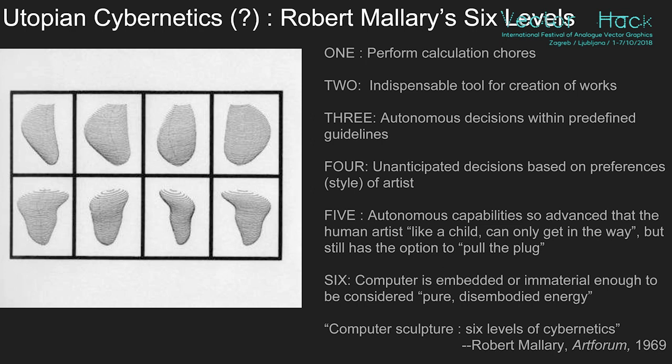However, the human still has the option of pulling the plug, which he doesn't have in the last step, where the computer becomes so embedded in everything around us, or so immaterial in the cloud, that it's just pure disembodied energy, an omnipresent thing in our life. One would assume that already by level 5, the computer would no longer need us to make it either, since a machine that's capable of completely autonomous operation would certainly be capable of engineering and reproducing itself without those pesky humans around. So we're already kind of in Terminator territory a little bit. Some of this is utopian, some of this is very dystopian. But 1969 was a really good time to think about that.